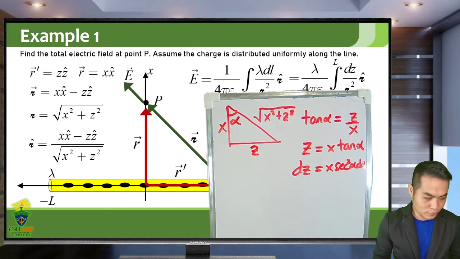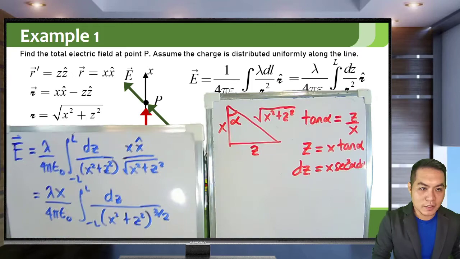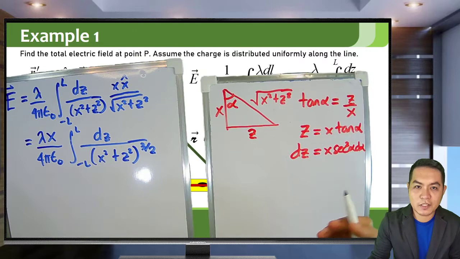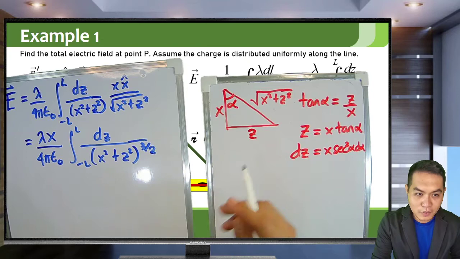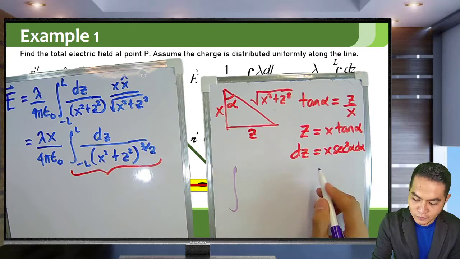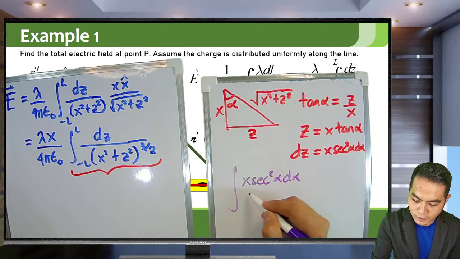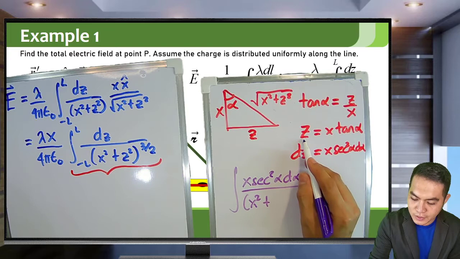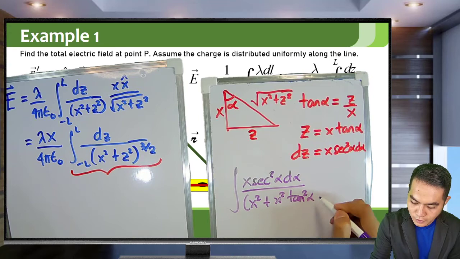From our integral here, we can just first solve for the indefinite integral. We will not evaluate the limits first. So that integral will become the integral of dz, which is x secant squared alpha d alpha, over x squared plus z squared. This is our z now. If you square that, you will get x squared tangent squared alpha, raised to the power of 3/2.